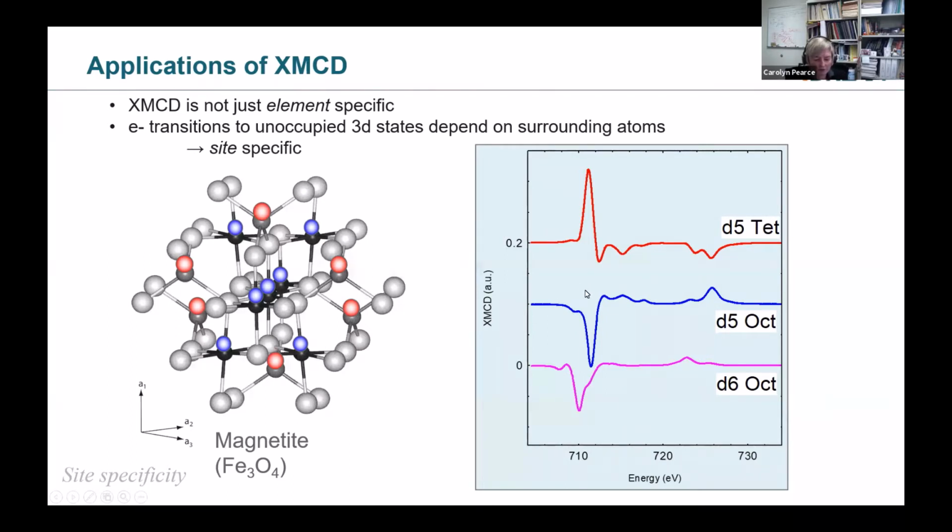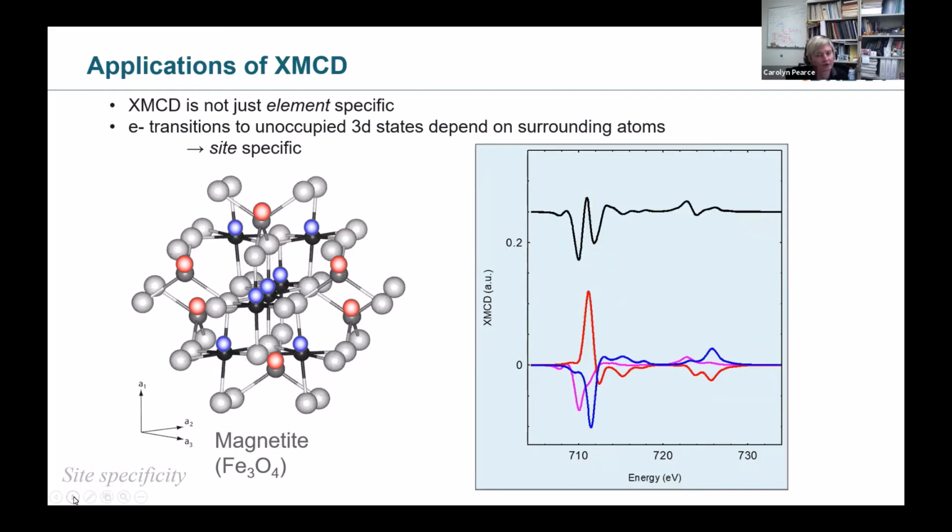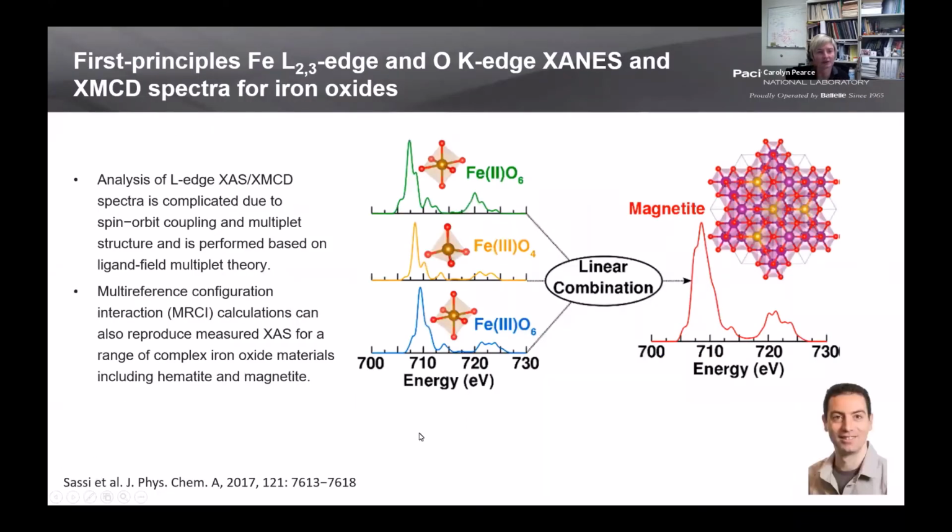And that is done traditionally using multiplet structures and calculations, which were pioneered by Gerrit van der Laan and others to generate these calculated spectra for the different sites. And then you use linear combination fitting to determine the quantity of those different sites within the magnetite structure. So you can tell what site is being replaced and what is the oxidation state of iron.